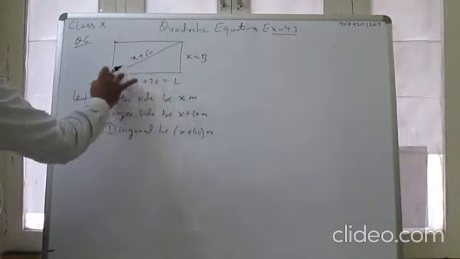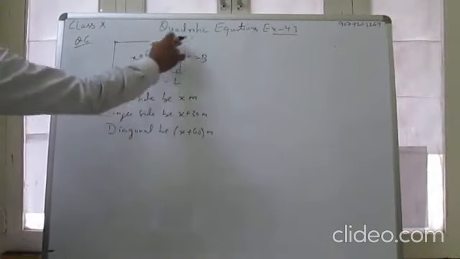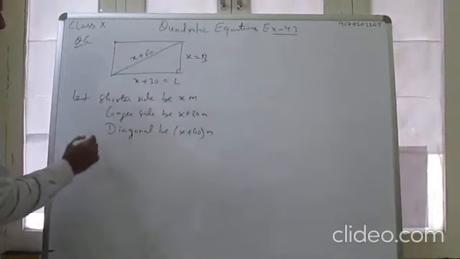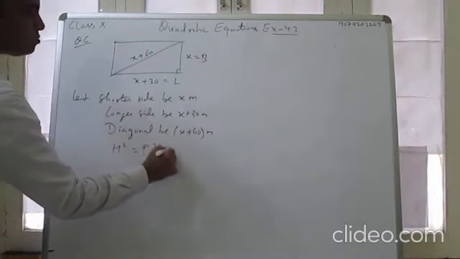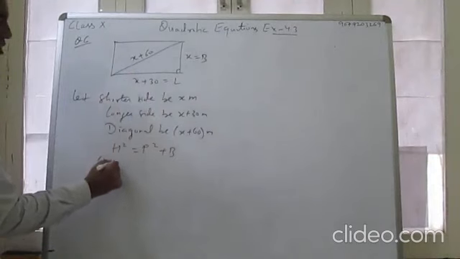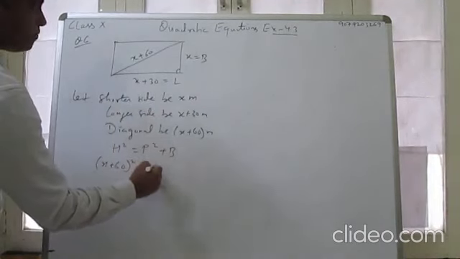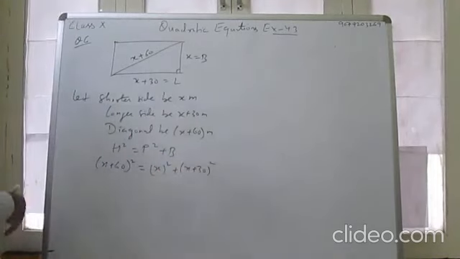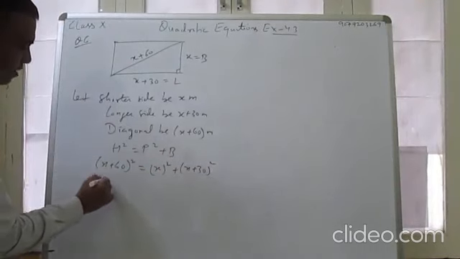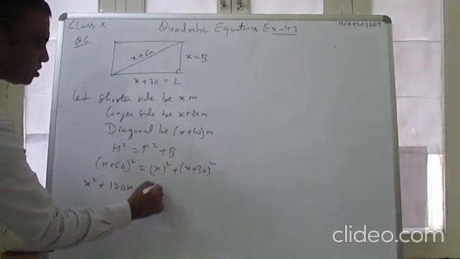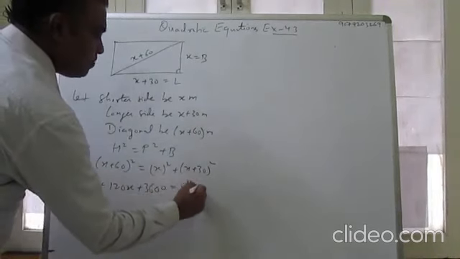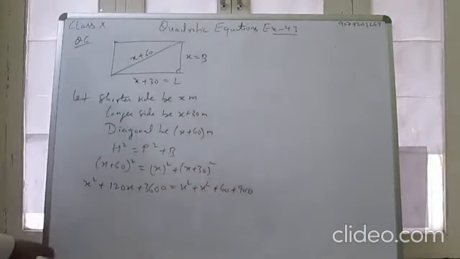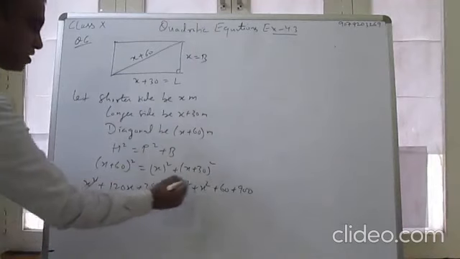Now you know the Pythagoras theorem. In this triangle we use the Pythagoras theorem: h square is equal to p square plus b square. So (x plus 60) whole square is equal to x square plus (x plus 30) whole square. Now use the identity (a plus b) whole square. It is x square plus 120x plus 3600 is equal to x square plus x square plus 60x plus 900. Now one x square is cancelled.